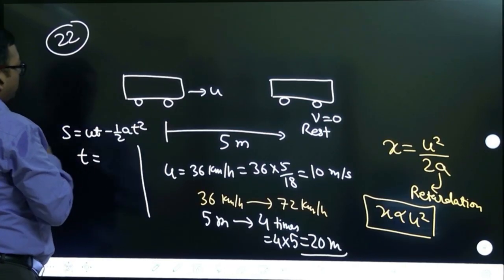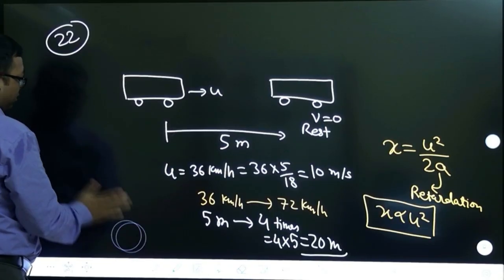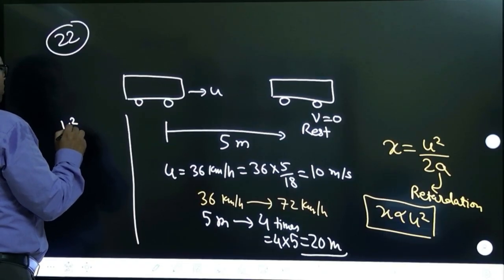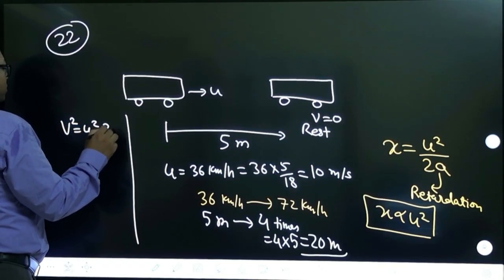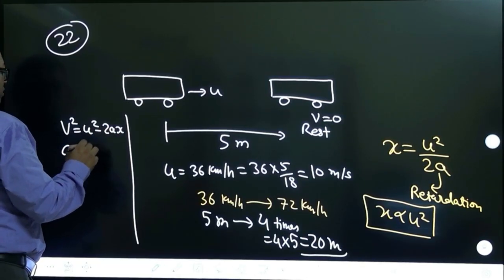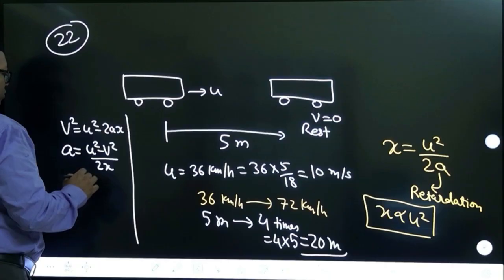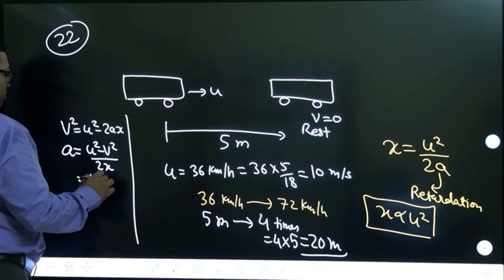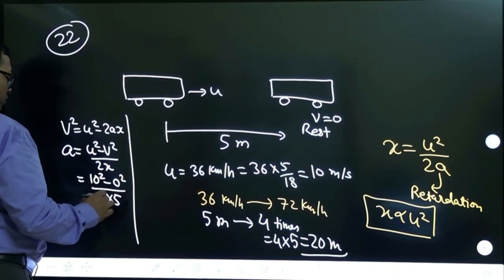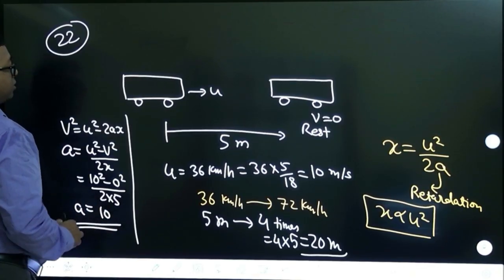Oh, both are unknown now. Then acceleration you have to calculate, right? So v² = u² − 2ax. Calculate acceleration then: (u² − v²)/2x. So v² finally is 0 only. 2 into 5, 100 by 10, 10. Okay, acceleration or retardation is 10 meter per second squared.